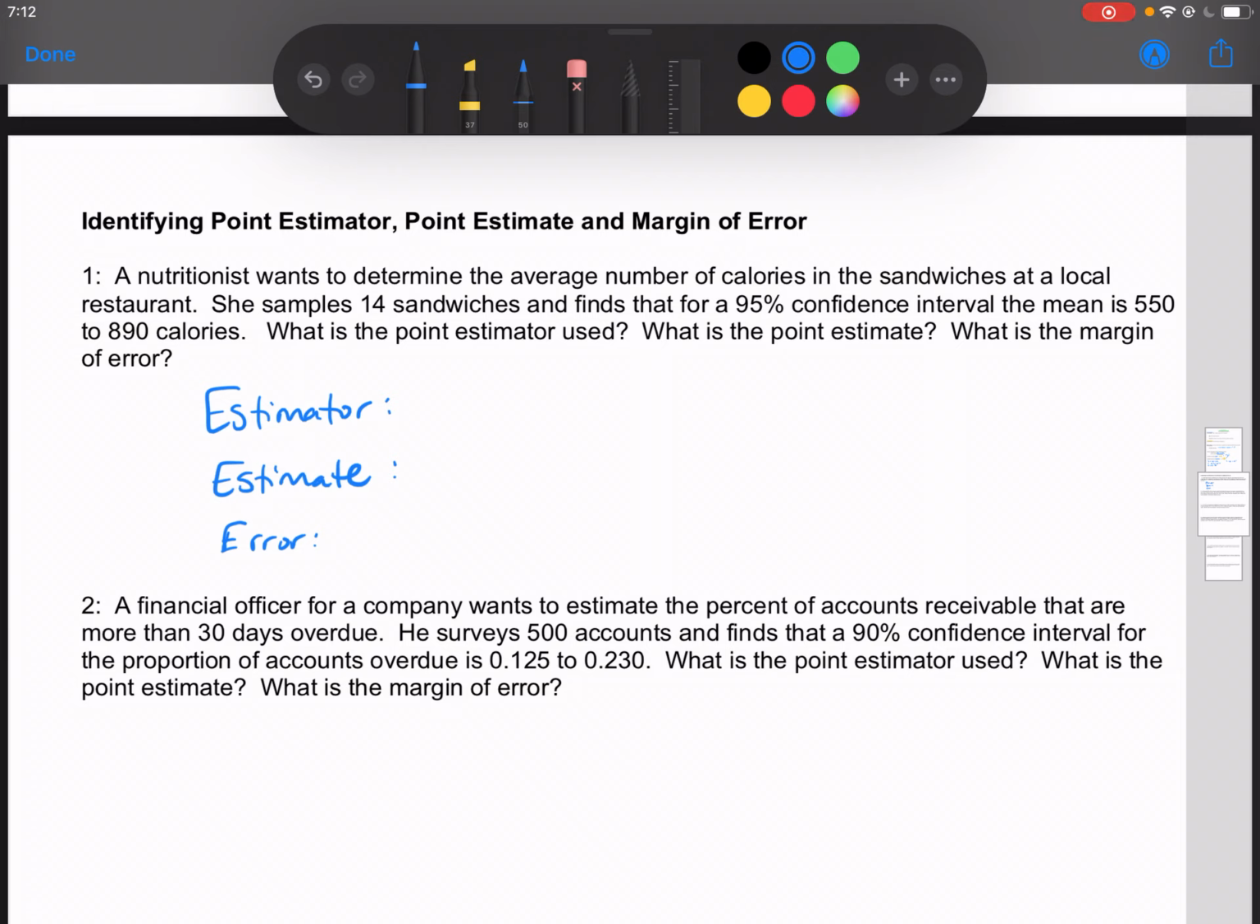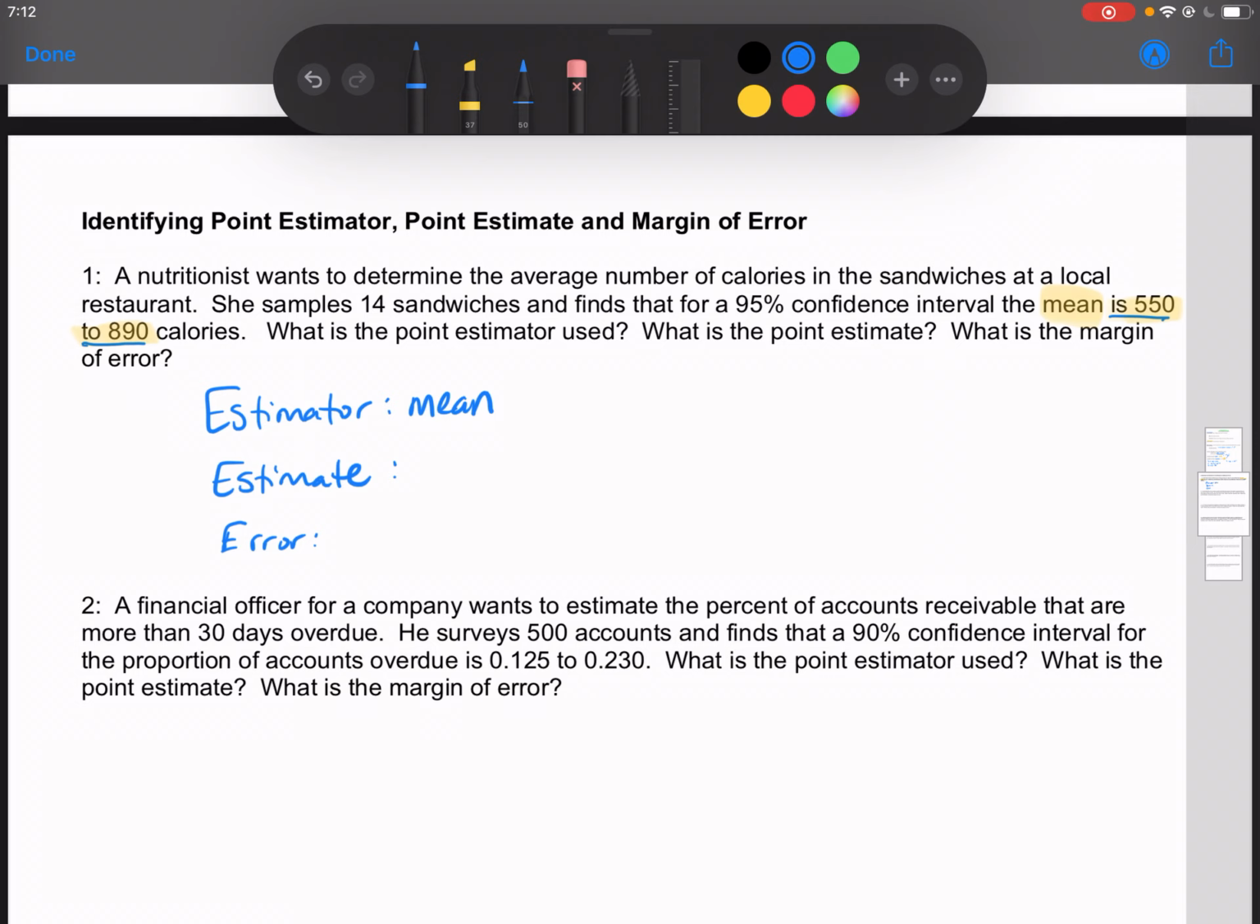So in this one, we've got a nutritionist who wants to determine the average number of calories in the sandwiches at a local restaurant. She samples 14 sandwiches and finds that for a 95% confidence interval, the mean is 550 to 890 calories. So this right here represents your confidence interval. This is really important. And so is this right here, because the mean actually tells you what type of statistic we're using. In this case, we're using a mean. It's not a proportion, it's a mean. So that's what an estimator means.